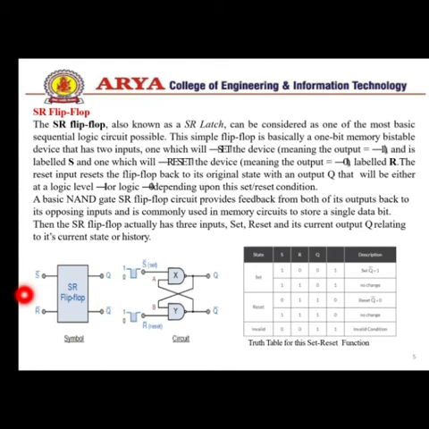S bar and R bar are connected to these inputs because it is a NAND gate. When we use a NOR gate, it is connected to S and R only. This is because the operation of NAND and NOR are similar, but the conditions differ. That is why we used S bar and R bar in this circuit.